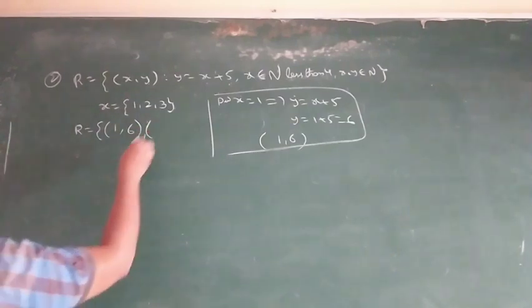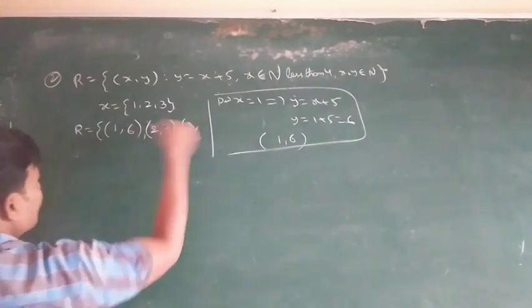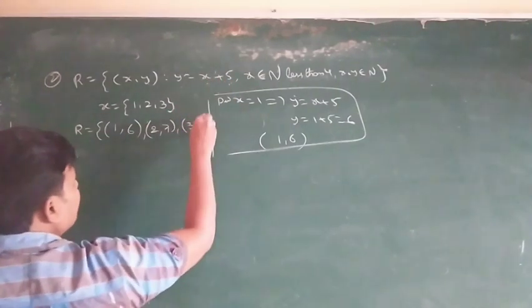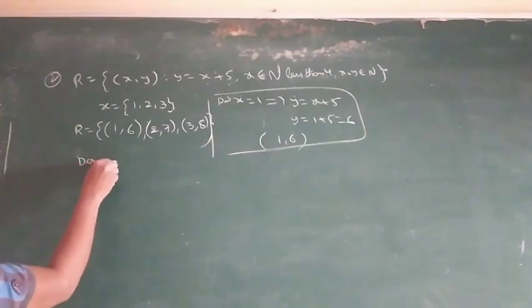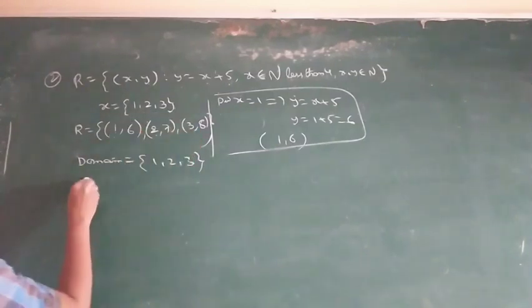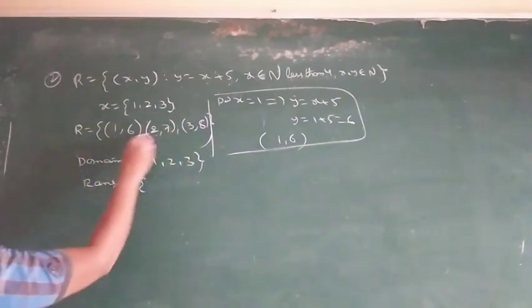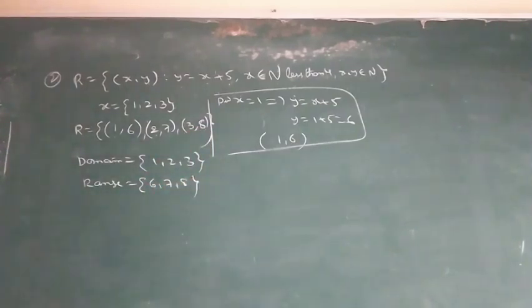Next, x is equal to 2. y is equal to 2 plus 5 is equal to 7. x is equal to 3, 3 plus 5 is equal to 8. This is the relation. Okay. Describe the relation using roster form. Write down the domain and range. What is the domain? Domain is equal to the first elements in the ordered pairs: 1, 2, 3. Range is equal to 6, 7, 8, the second elements in the ordered pairs.